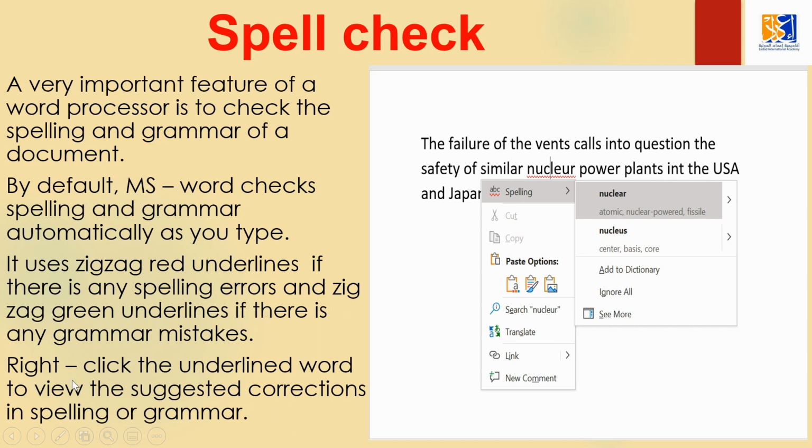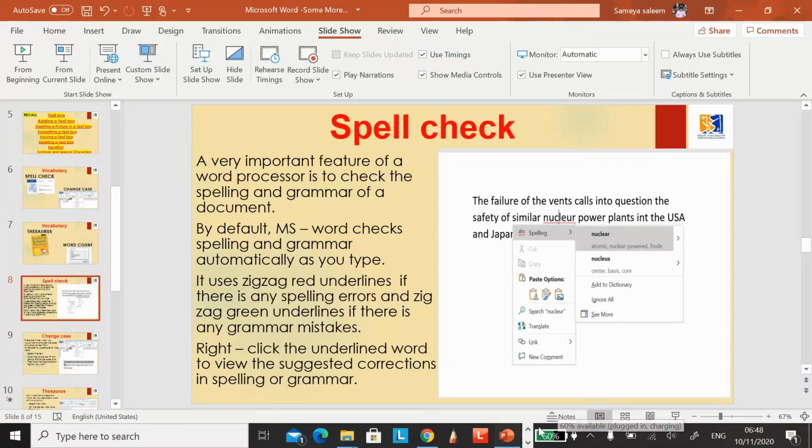How to correct them? Right click the underlined words to view the suggested corrections in spelling or grammar. As you can see in this picture, there is a red line under that word, and I have right clicked on that, and you can see that the correct spelling is there. Let me show you in my Microsoft Word.